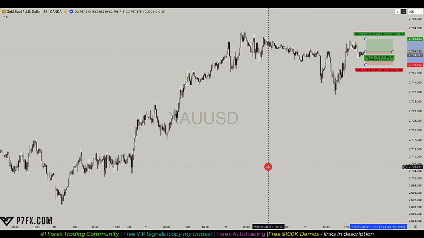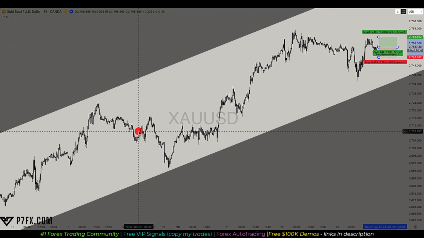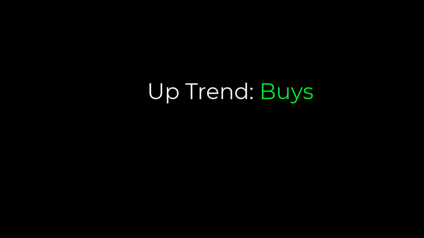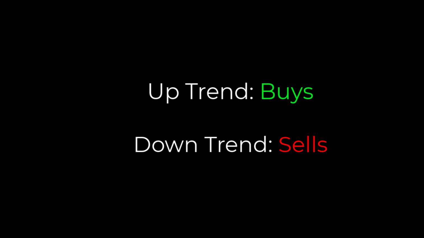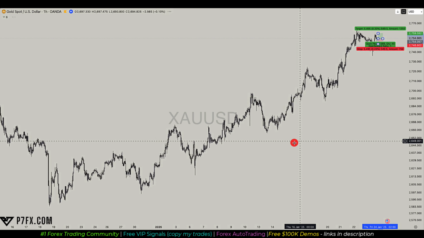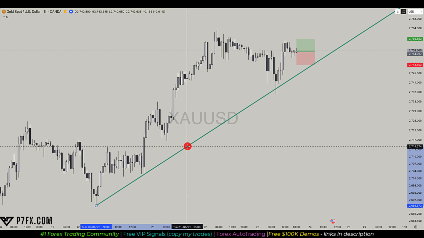So first and foremost, looking back a bit, getting a bit of a bird's eye view, we can see that the overall structure is bullish. This is important to identify because generally you want to follow the trend that you're in. If you're in a buyer's market or if you're in an uptrend, you should be looking for buys. If you're in a downtrend, you should be looking for sells. We can see that this structure is bullish, and we can also confirm that, just going on a higher time frame, without a doubt, this is bullish structure, right?